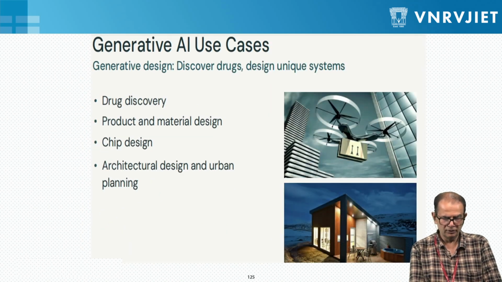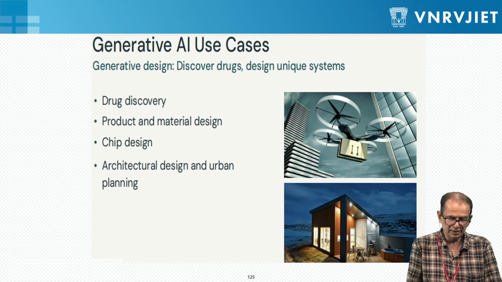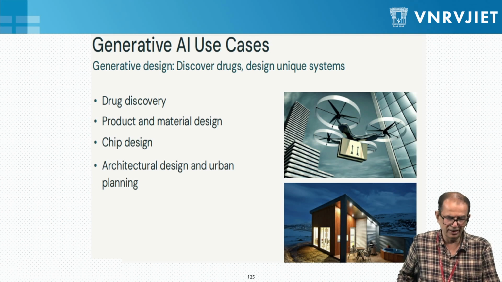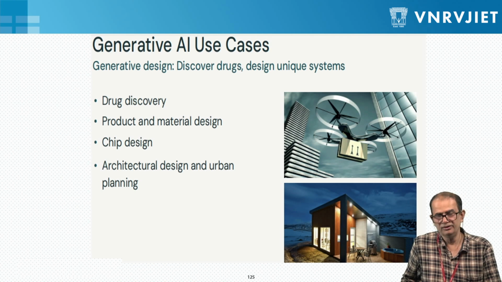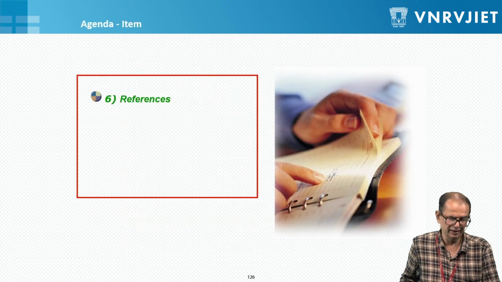Okay. Some of the things that we can do with generative design are discovering drugs, and designing unique systems. We can definitely do it in the case of generative AI.